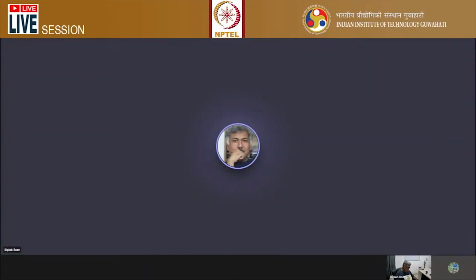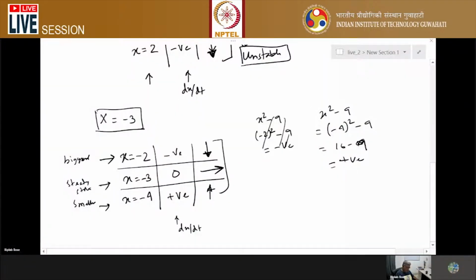In the earlier case, when x equal to 3, both the arrows were moving away from the steady state. So that's why it was unstable. But in case of x equal to minus 3, both the arrows are pointing towards the steady state. So it must be stable, right? So let me write it down as stable. So this is my stable steady state. So x equal to -3 is stable, x equal to 3 is unstable.